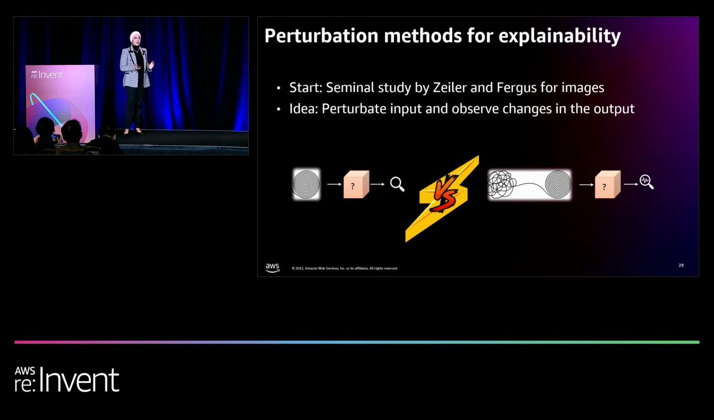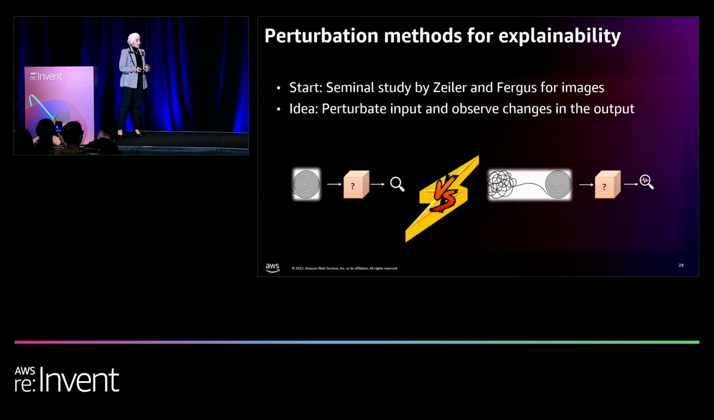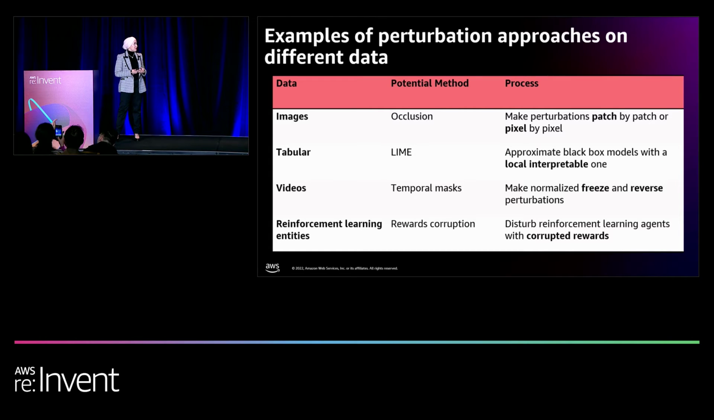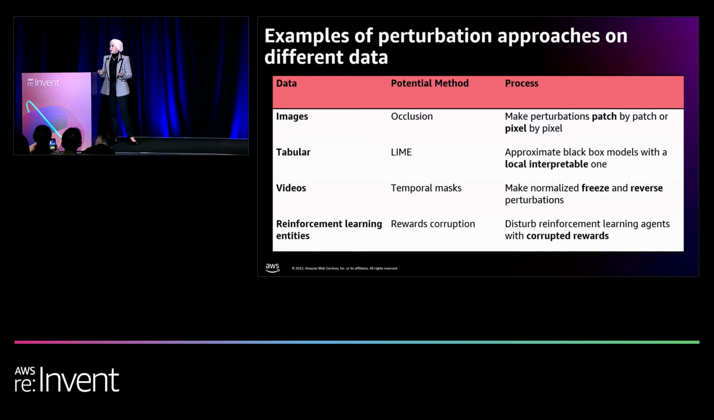And this would give us an idea of the importance of the part we perturbed in producing the output, and then help us better understand black box models. So now I'm going to give you some examples of how perturbation was applied to different types of data in the literature. The first one is on images, where we can apply the so-called occlusion.